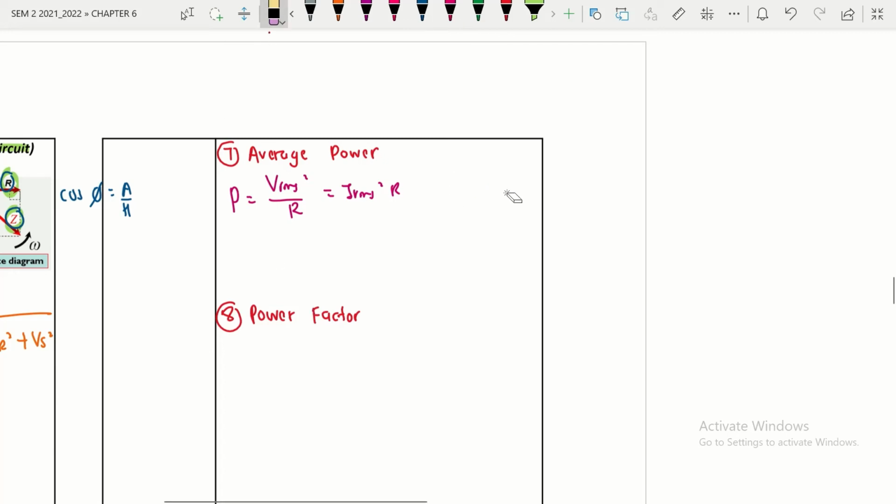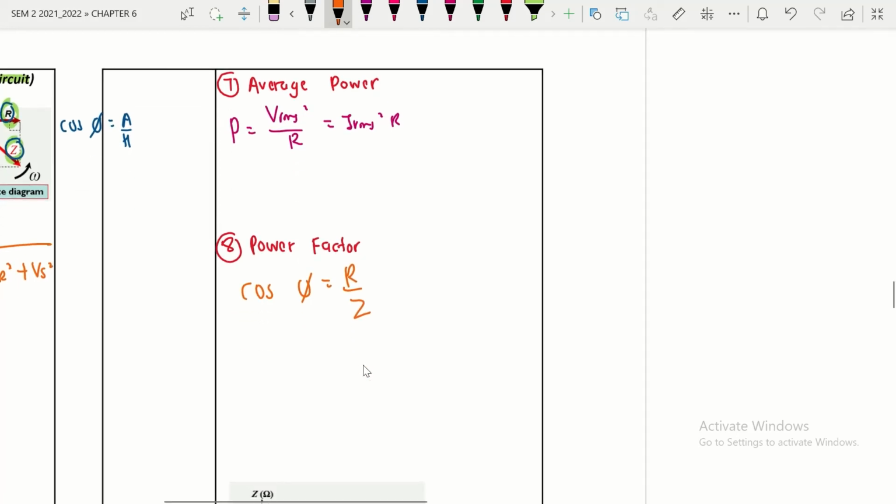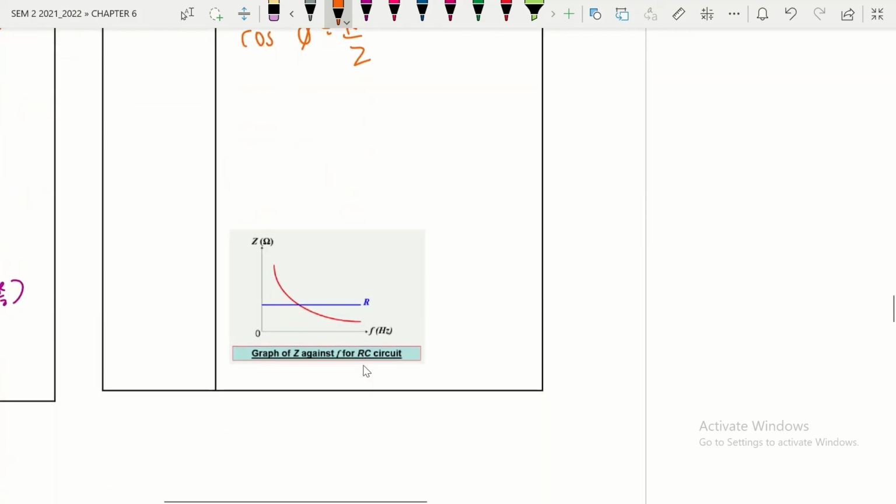Okay. So, next one adalah power factor. So, power factor dia, remember, dia adalah real power bahagi dengan apparent power. So, power factor dia actually just R over Z. Okay, so macam ni dah ajar tadi dalam table. So, that's all. So, let's look at the graph.